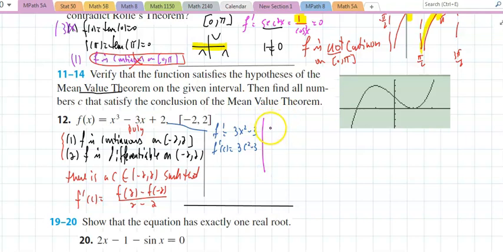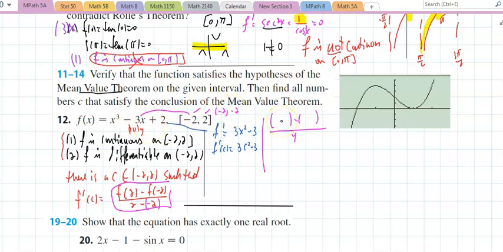The slope of the secant is simply f of 2, no need to rewrite it, it's right there, y2 minus y1 over x2 minus x1. Well, I know what those are. That's 2 minus negative 2, that's a 4 in the denominator, right? y2 minus y1. If I throw a negative 2 in, what would I get?